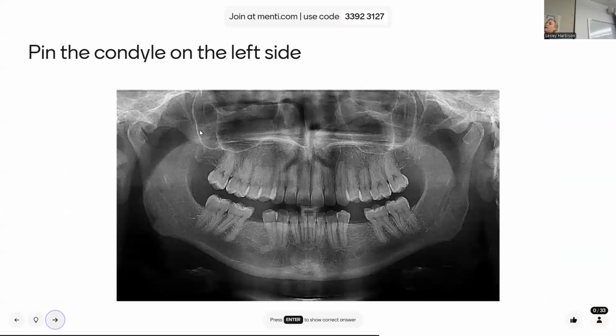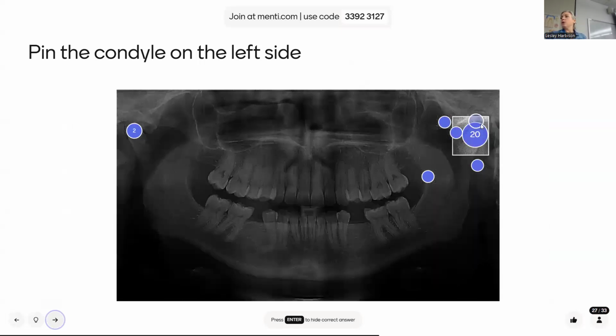Pin the condyle on the left side. Good. Yep. So that's the condyle where this 20 is landing. It drops down. We have the mandibular notch and the coronoid process. The coronoid process is kind of hidden behind, it's also overlaid with that soft palate. But we have the condyle, mandibular notch, coronoid process.